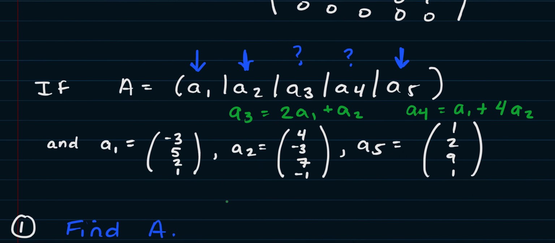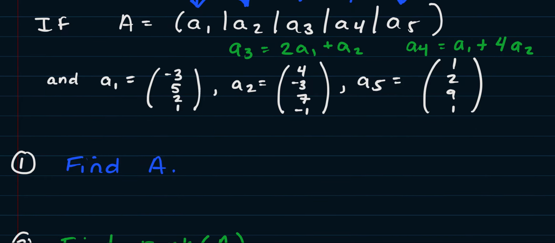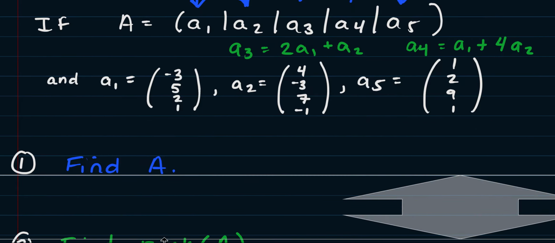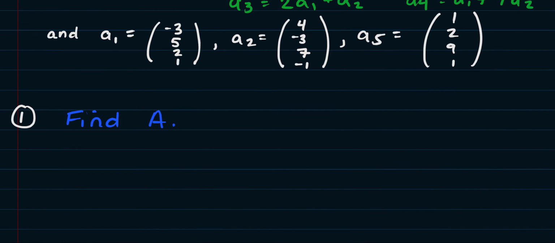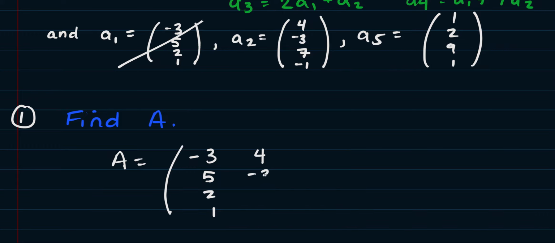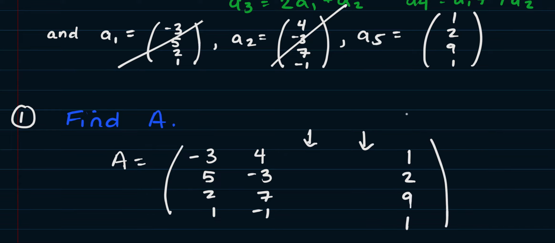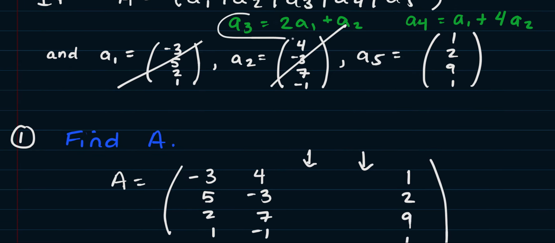So that's what we're going to put in A. So let's make some space. The matrix A is -3, 5, 2, 1. That's the first column. 4, -3, 7, -1. That's the second one. We have a third column and a fourth column, and then the fifth column is 1, 2, 9, 1.